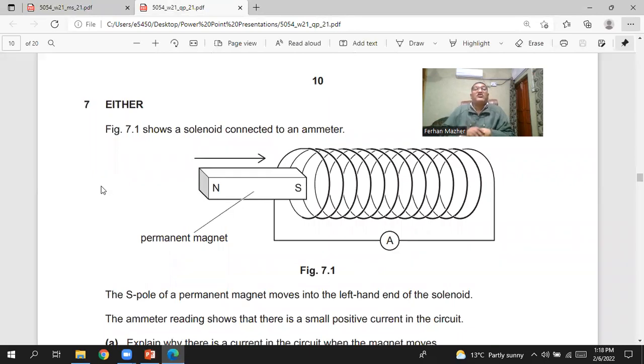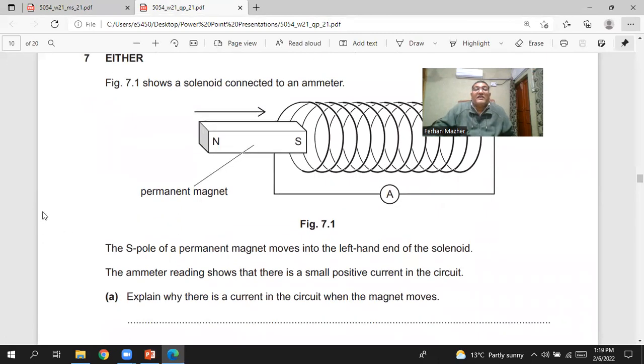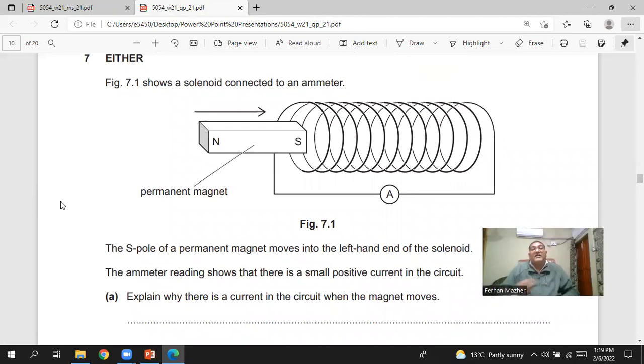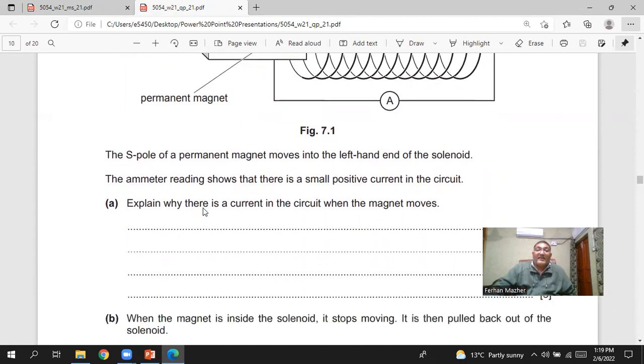Figure 7.1 shows a solenoid connected to an ammeter. The south pole of a permanent magnet moves into the left hand end of the solenoid. The ammeter reading shows that there is a small positive current in the circuit. Explain why there is a current in the circuit when the magnet moves. So you are bringing this magnet in, moving towards the right, and it's about to enter the solenoid, and the ammeter shows a reading. Why is this happening?